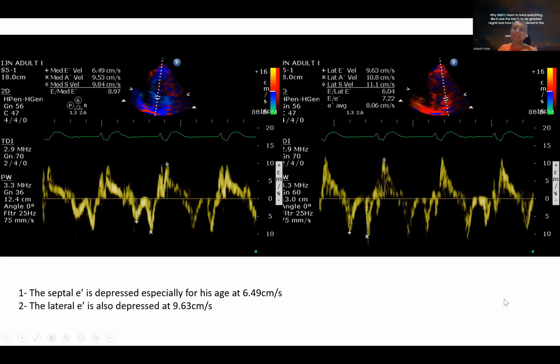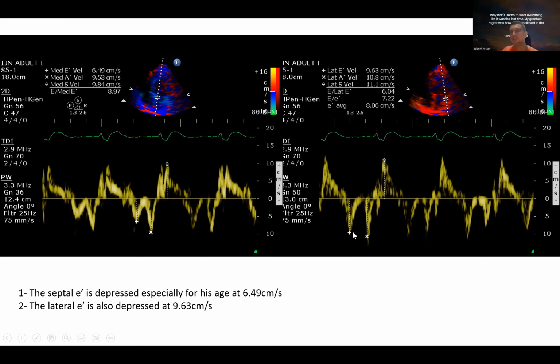Now, before we go to GLS or cardiac MRI, we can also look at tissue Doppler, and tissue Doppler really helped me in this situation. Remember that the patient is young. The patient is 40 years old. You can see that the septal E prime is 6.49 centimeters per second. Remember that the threshold is 7, but that threshold is for someone who may be 50, 60 years old. For someone who is 40, we expect it to be way more than 7. But this patient is 6.49.